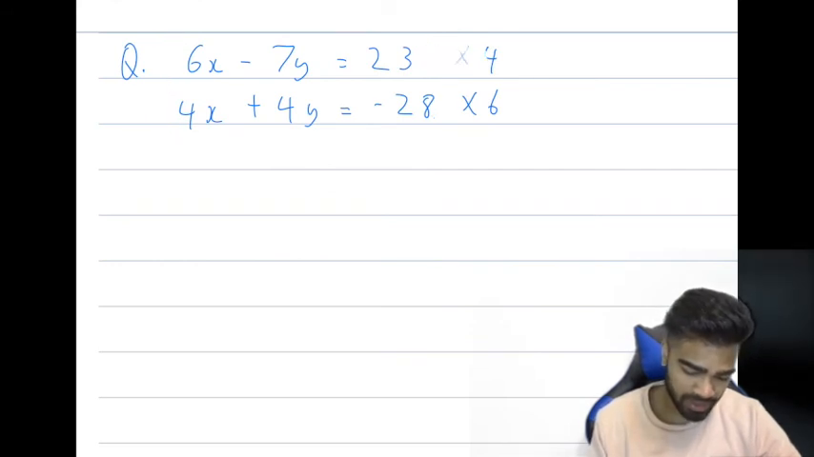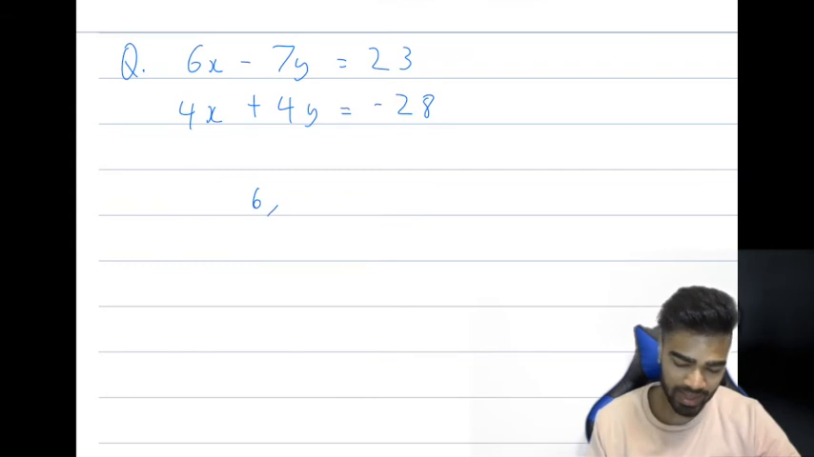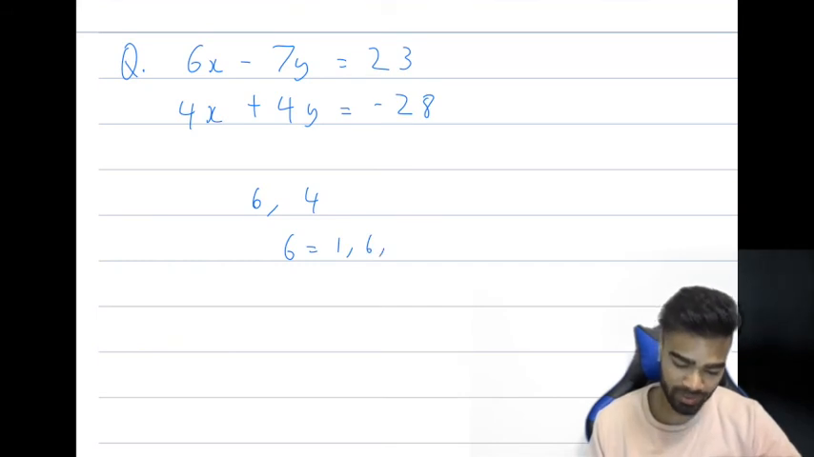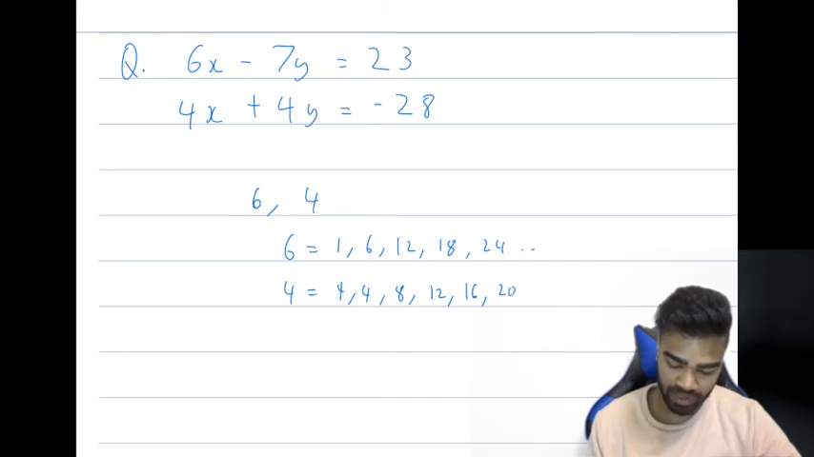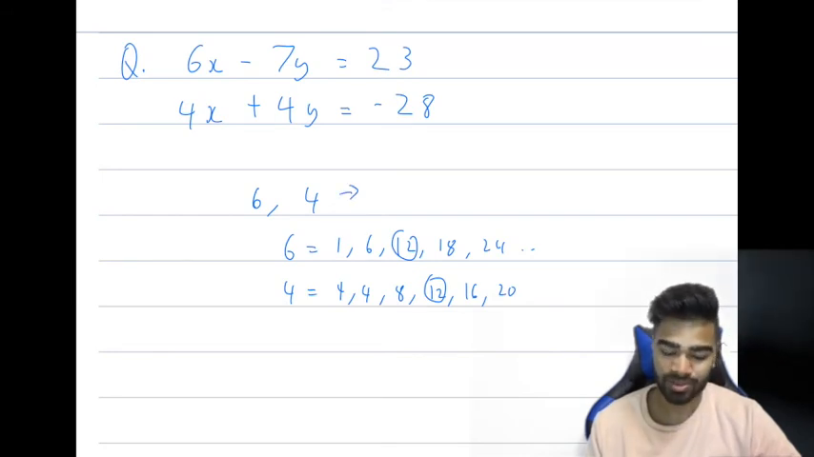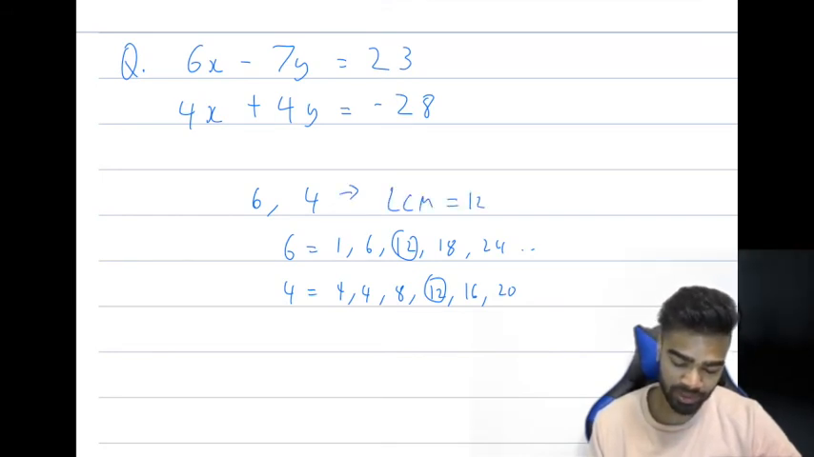Now, pretty much we identified that the two numbers we need to make the same are 6 and 4, right? We need to make the 6 and 4 the same, to make the variable x the same. So what we're going to do is find the lowest common multiple between 6 and 4. What's the lowest common multiple between 6 and 4? So remember, the multiples of 6 are 6, 12, 18, 24, and so on. Multiples of 4 are 4, 8, 12, 16, 20. Okay, what's the lowest common multiple, guys? I can see what's common: 12. 12 is the lowest common multiple, right? So the LCM, the lowest common multiple, is equal to 12.